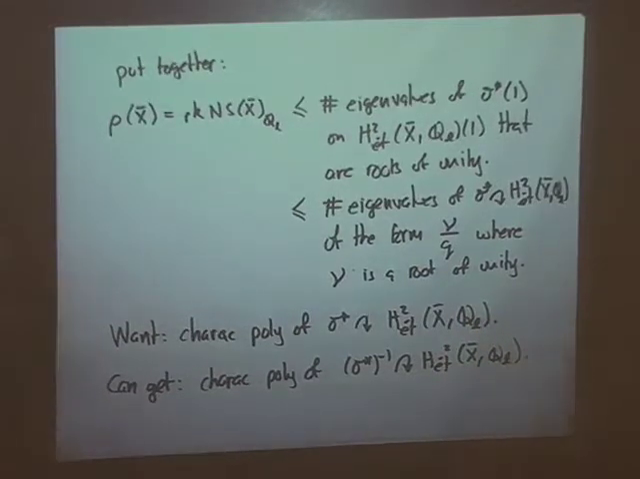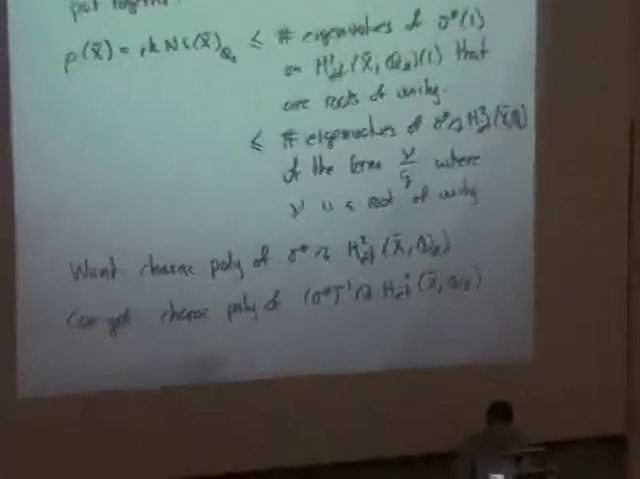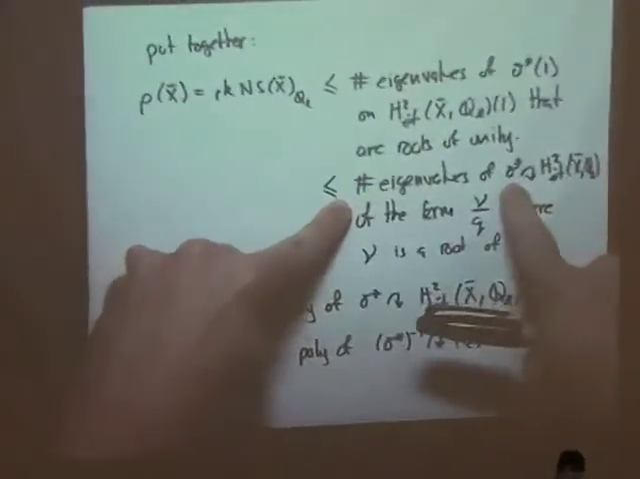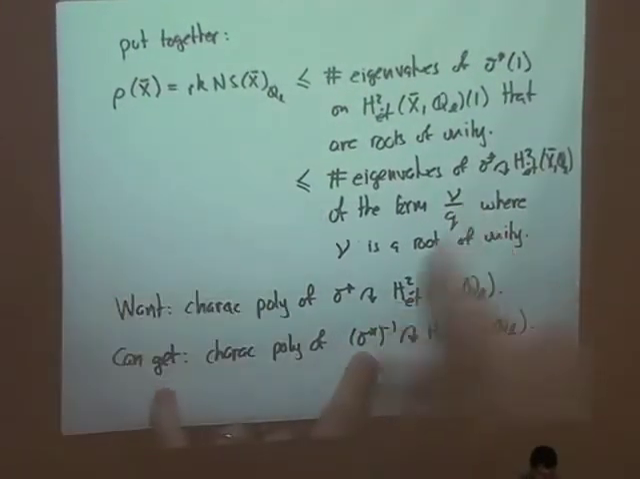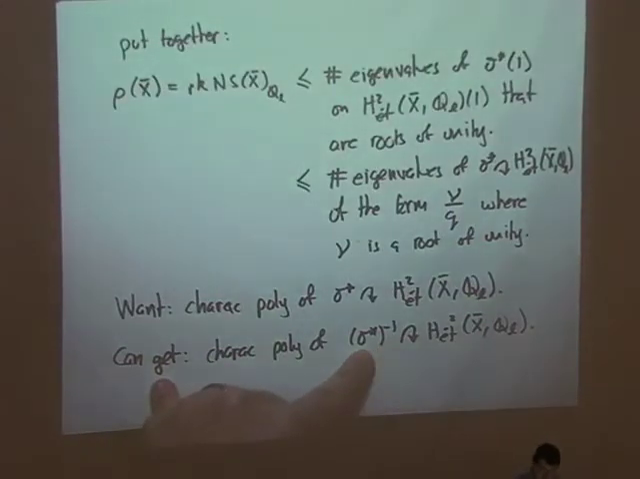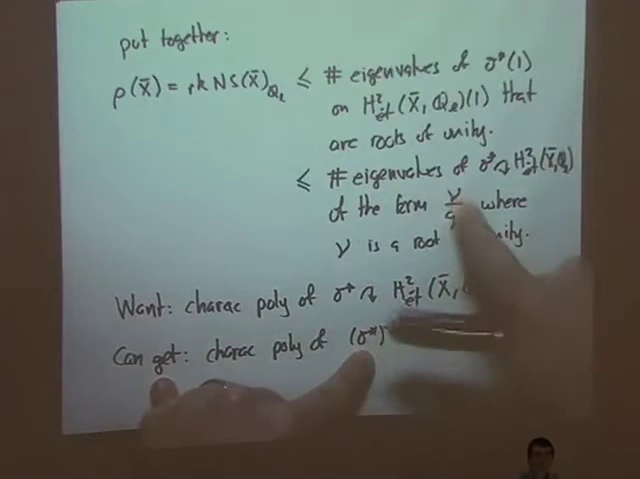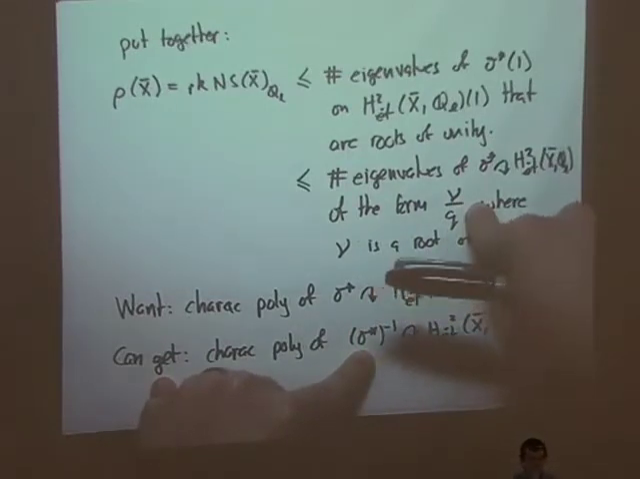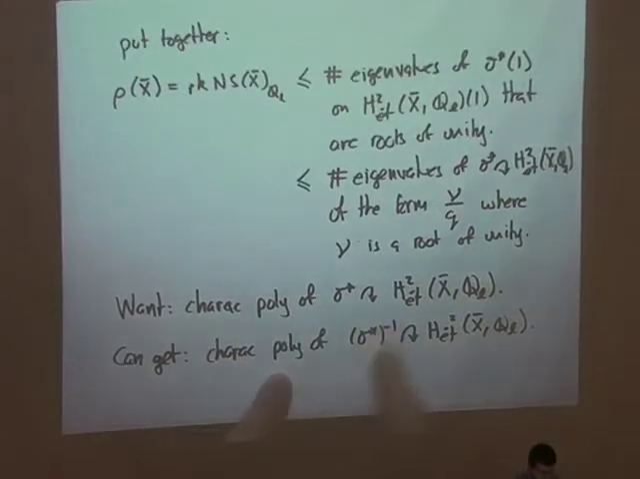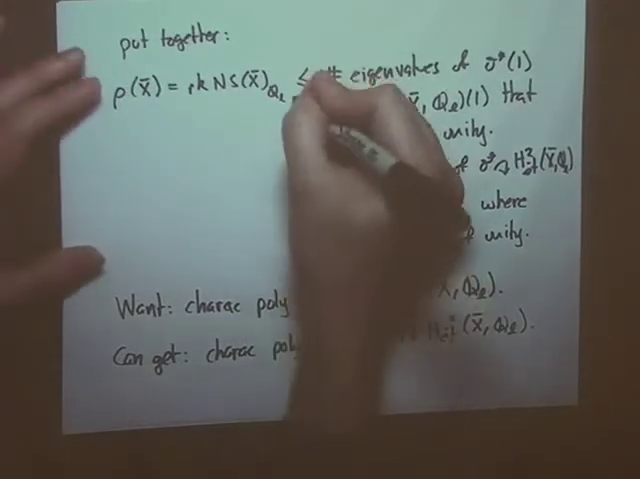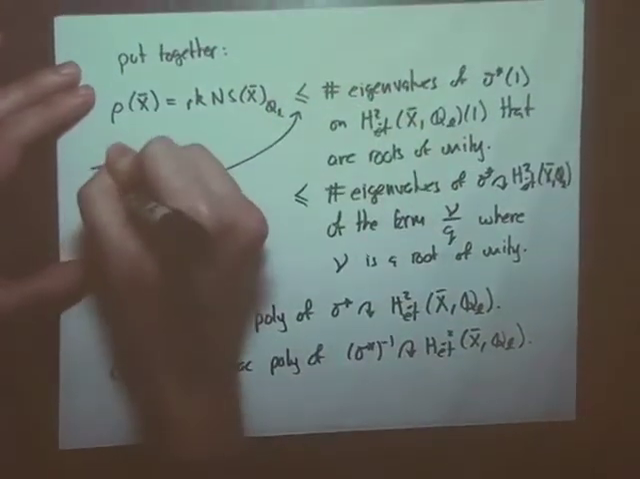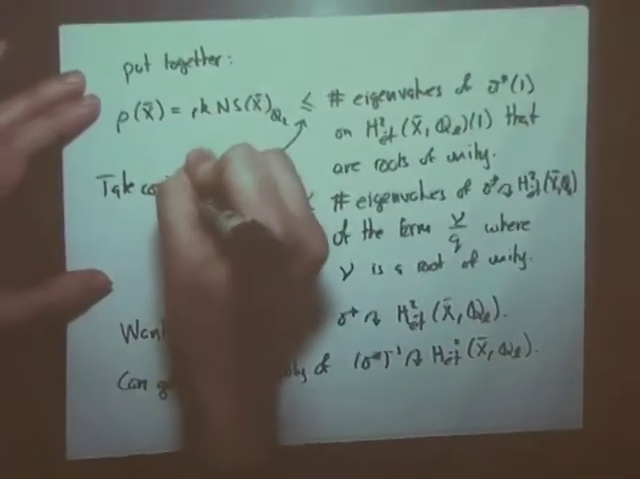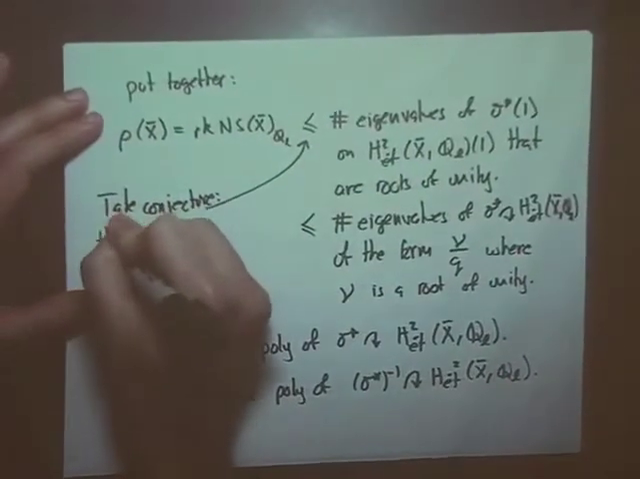Now, we don't have to despair just yet, because before I was going to look for the number of eigenvalues of this operator sigma star of this particular form, but if instead I look at the inverse operator, then all I have to do is try to find the number of eigenvalues that are of the form nu times q instead of nu divided by q. So the fact that I can compute this characteristic polynomial instead is just as good. So it's really not a problem. The other little note that I should say is that this inequality here, the Tate conjecture, implies that this is an equality.